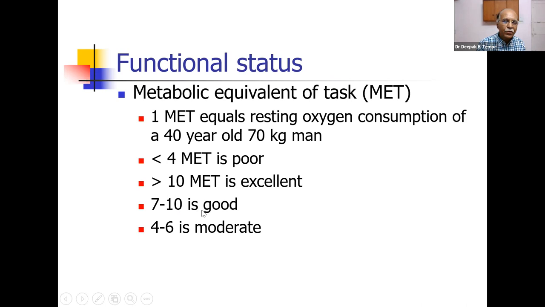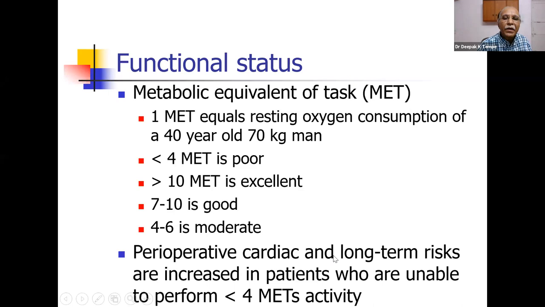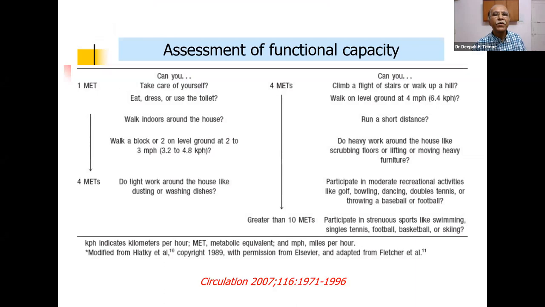Now, how do you assess this functional capacity? You need to ask certain questions to the patients. Perioperative cardiac and long-term risk are increased in patients who are unable to perform activities which are conducive with less than 4 metabolic equivalent. So in order to assess how much activity the patient can perform, you need to ask certain questions to him. So here is a scale from 1 MET to 4 MET.